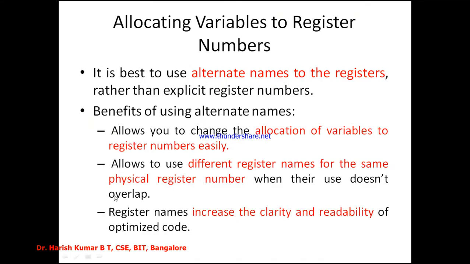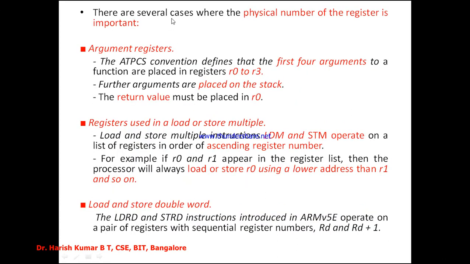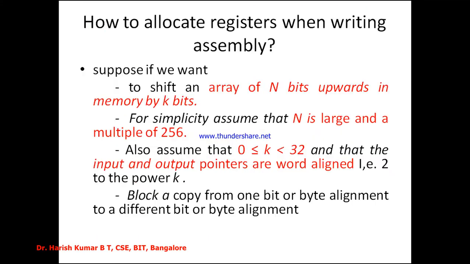Now these are the benefits of using the register names instead of the register number, and these are several cases where the physical number of the register is important rather than the register names. Okay. Now how to allocate registers when writing assembly.